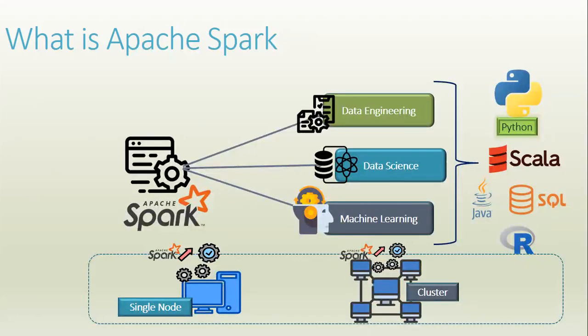So Spark can be executed on a single machine. It is also called a single node, or it can be run on a group of machines, which is called a cluster.